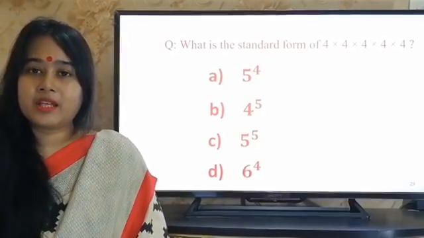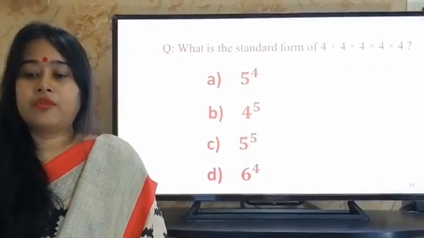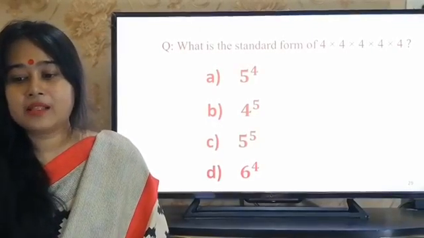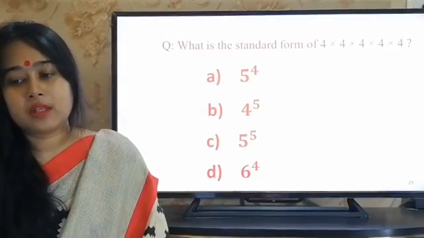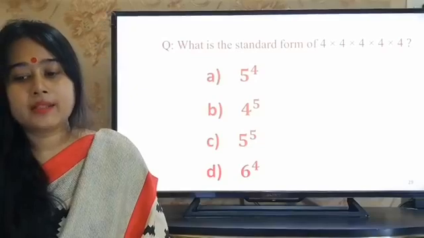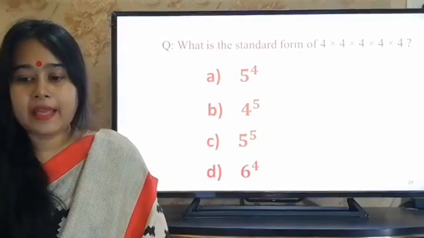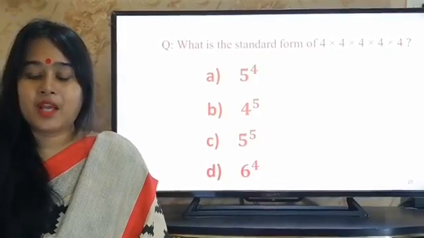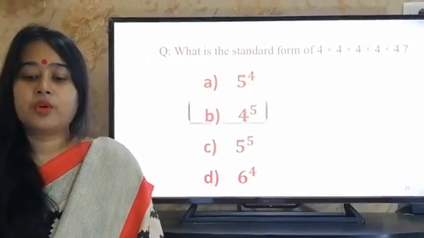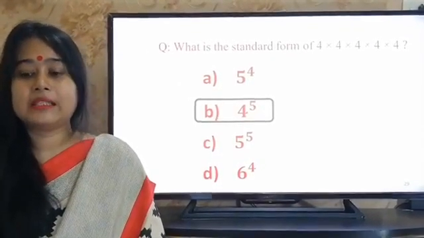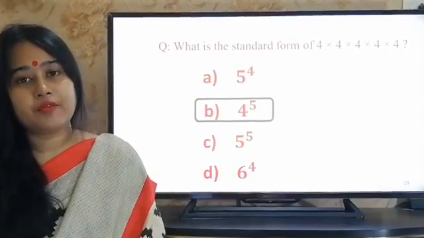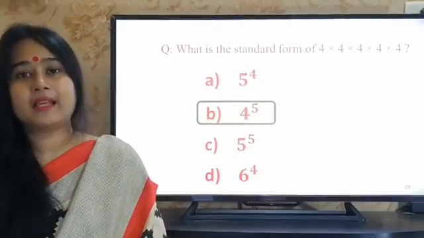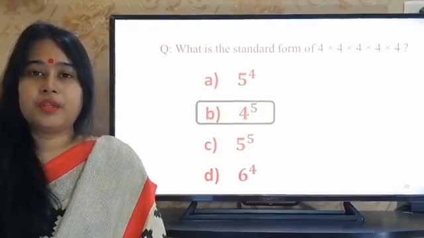And here is another question. What is the standard form of 4 into 4 into 4 into 4 into 4? Okay, you can see 5 4s are multiplied over here. So what is the base? Base is 4. And how many times is this 4 multiplied? 5 times. So the answer will be 4 to the power 5, because you can see 4 is multiplied by 4, 5 times. So base is 4 and the power or index is 5.